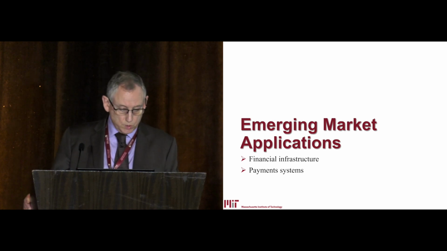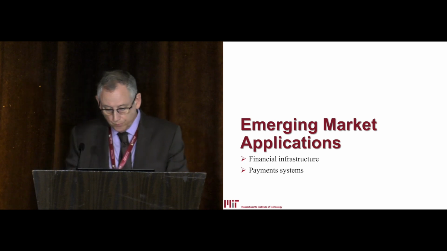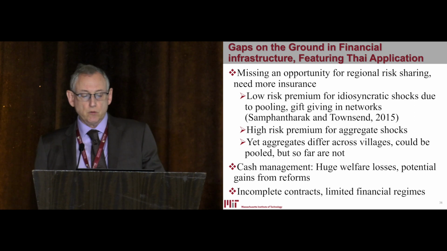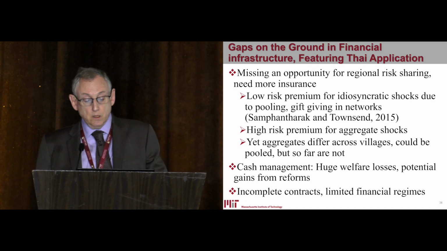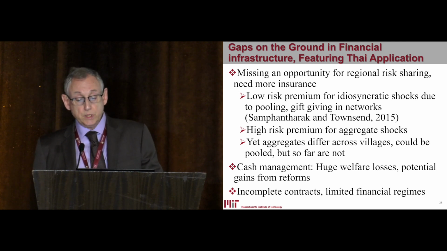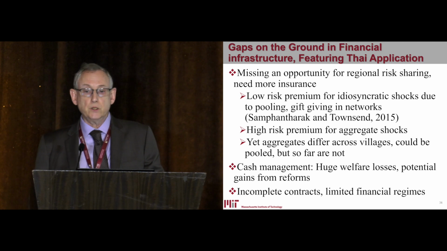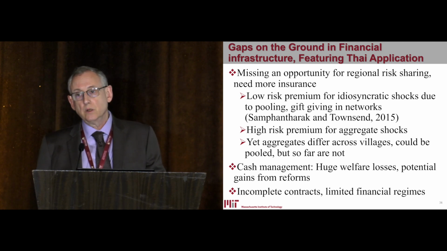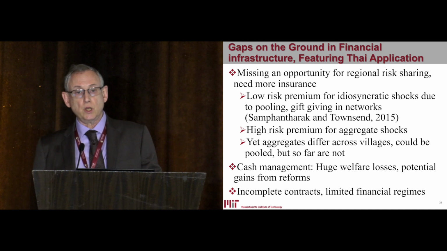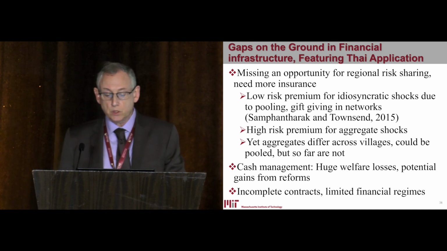Let me come to some emerging market applications: financial infrastructure and payments. So there are definitely gaps on the ground. In my Thai project, for example, I can see that risk sharing is good on some dimensions and not so good on others. As far as idiosyncratic shocks, household firm specific shocks, it's actually quite good. There's an enormous amount of pooling of risk through gift-giving networks. And so the risk premium for the idiosyncratic shocks is positive. It's not pooled to zero, but it's quite small.